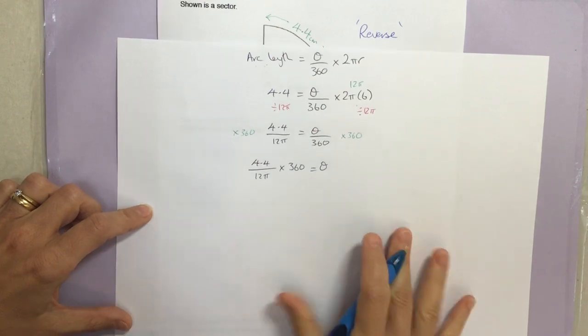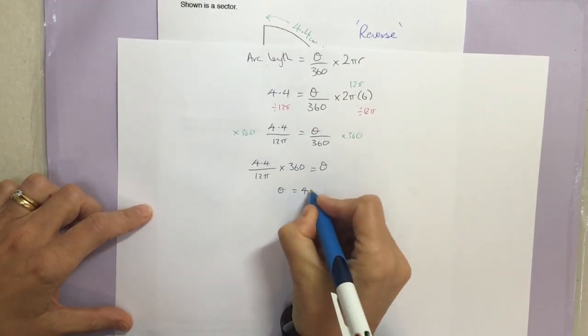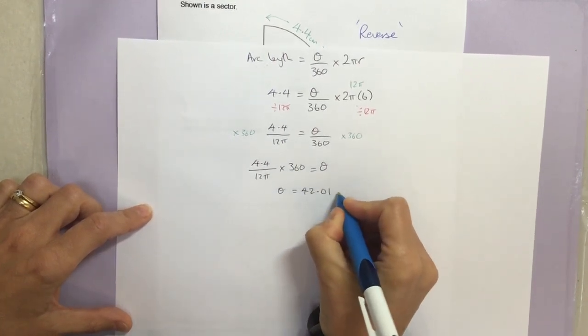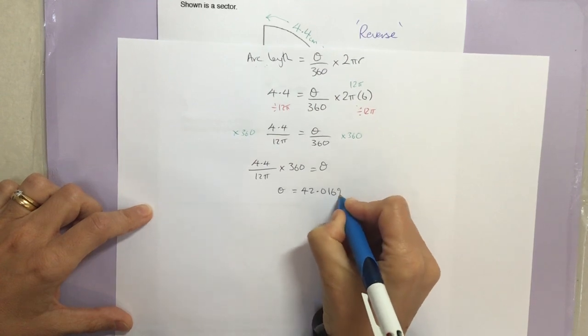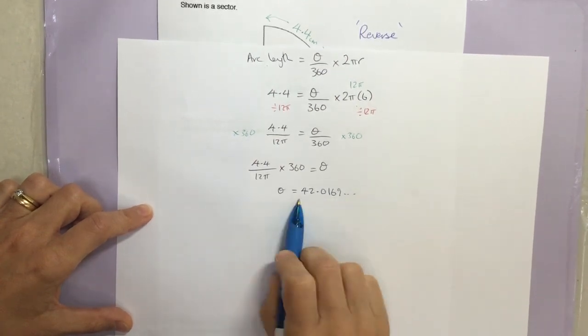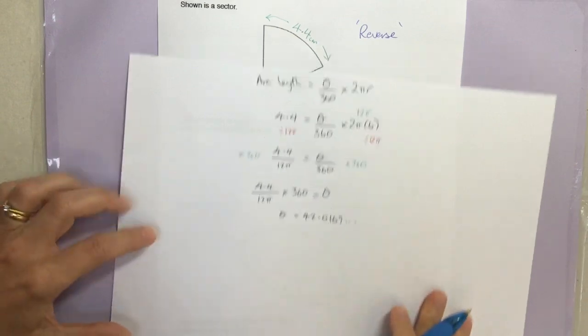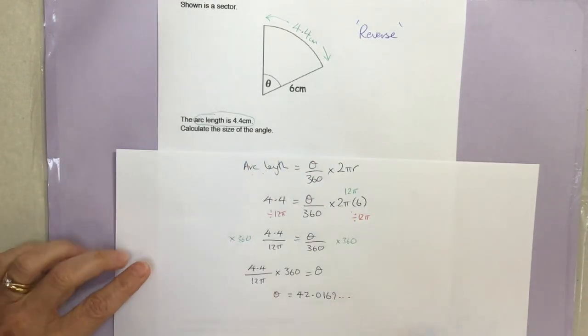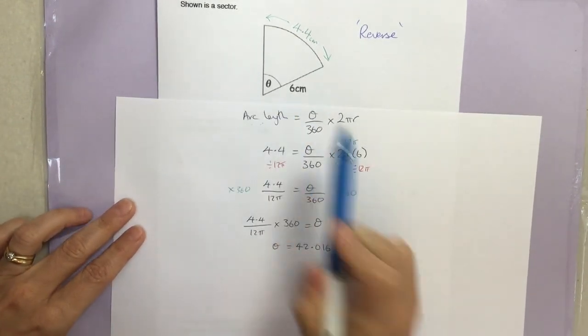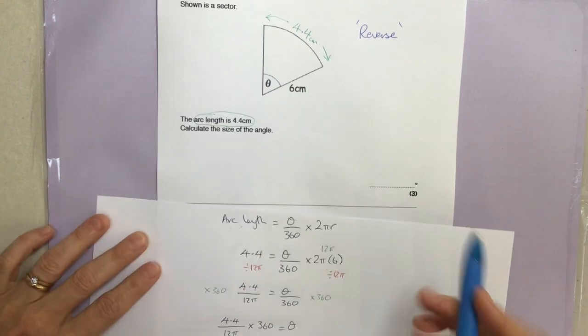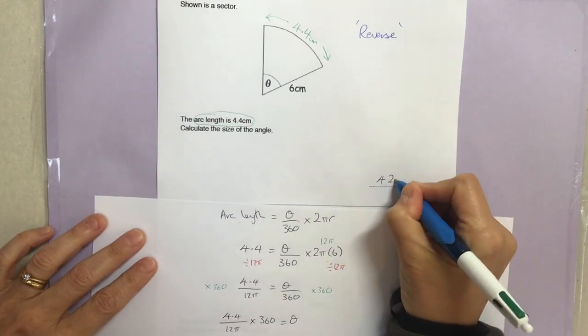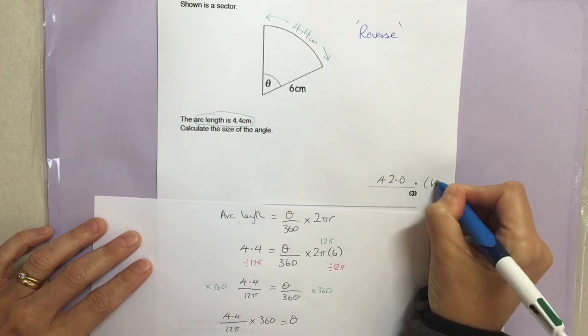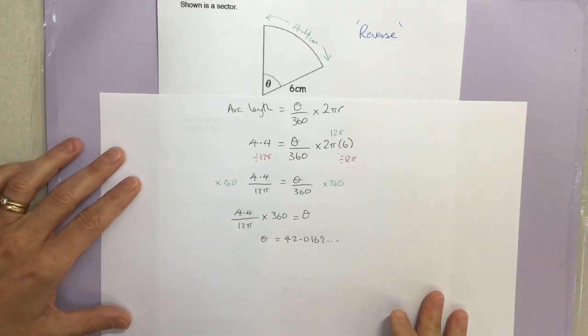So sorting that out on our calculators, you should get 42.0169. And again, give more than they ask for. In this question, they don't tell us what to round to. So I'm just going to go 1 decimal place here. So this is 42.0 to 1 dp. So that's a reverse question.